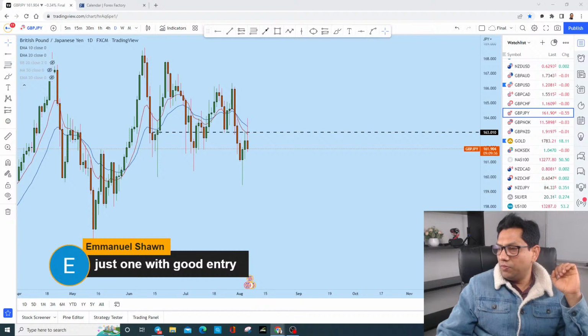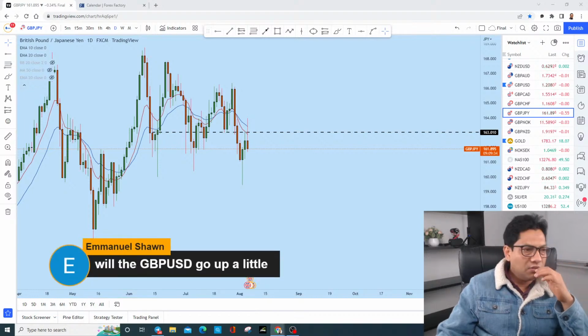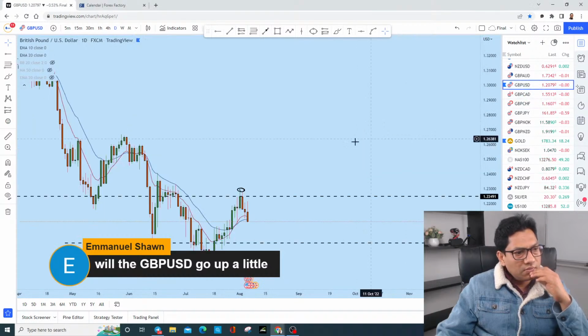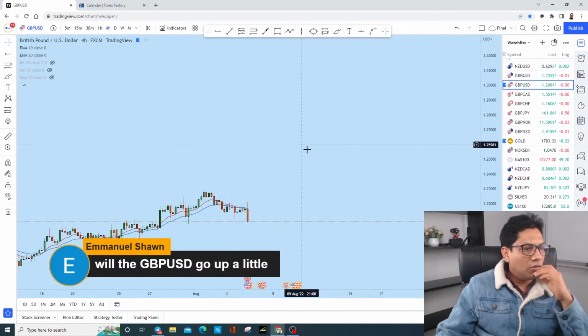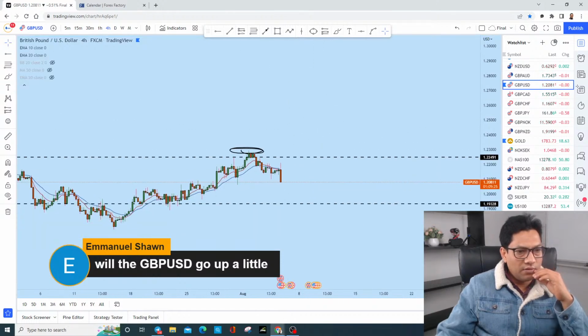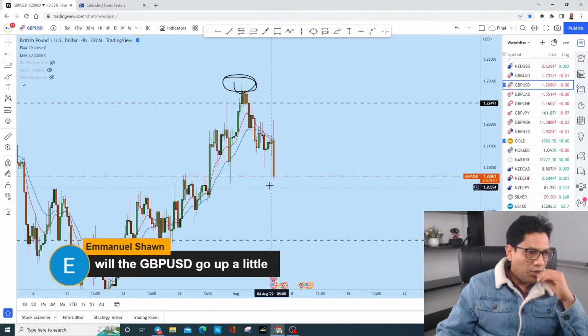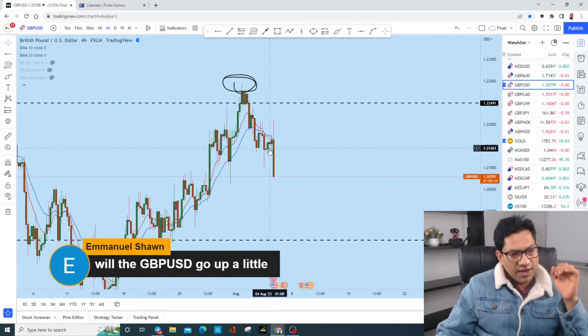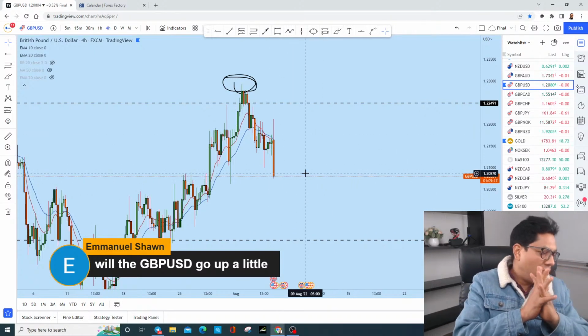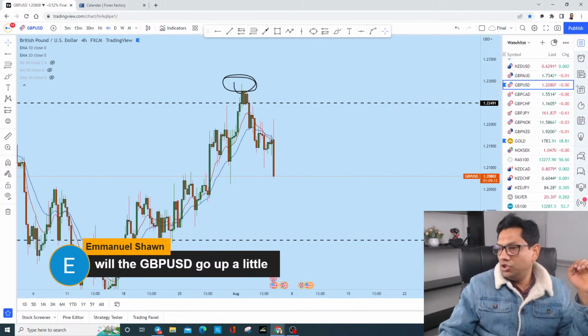So will the GBPUSD go up a little? Let me look at it. I think no one can tell you that either it will go up or down. The only way we know is that we need to see this one close, and then based on how the price action is forming, we can decide to either buy or sell on GBPUSD.